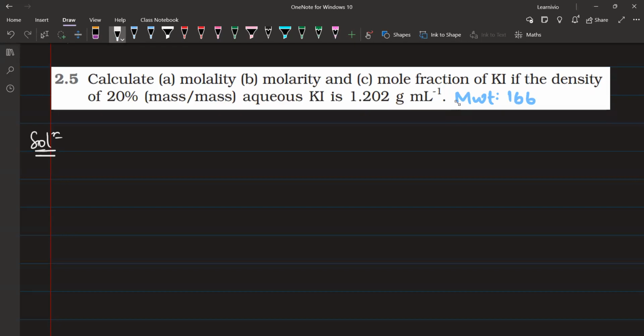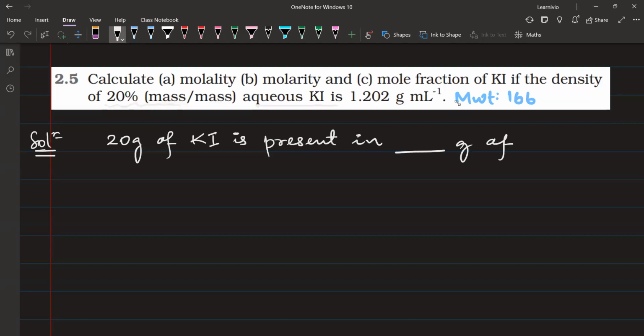First of all, you will use the statement that they have given: 20% mass by mass, m by m, aqueous KI. So I can write here: 20 grams of potassium iodide is present in dash grams of water. Tell me, guys. 20 grams of KI is present in dash grams of water. 100? No, no, no, read again. Guys, please revise and come.